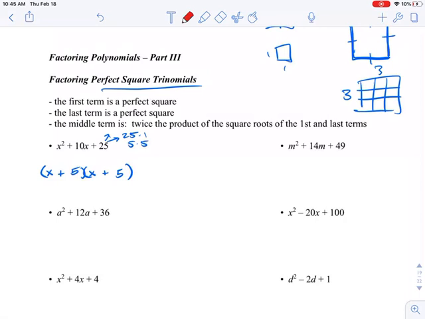Twice the product of the square roots of the first and last terms. Well, the square root of x squared is x, and the square root of 25 is 5. So twice the product of those. So 2 times 5 gives me 10.